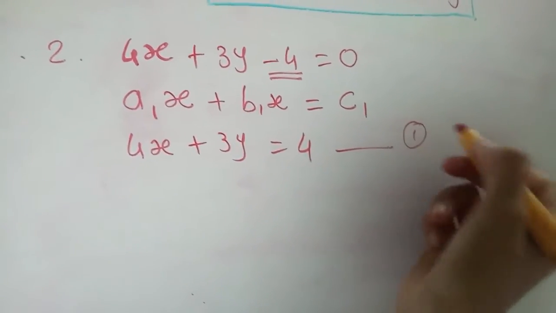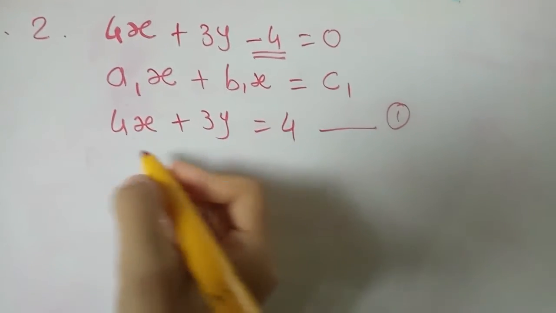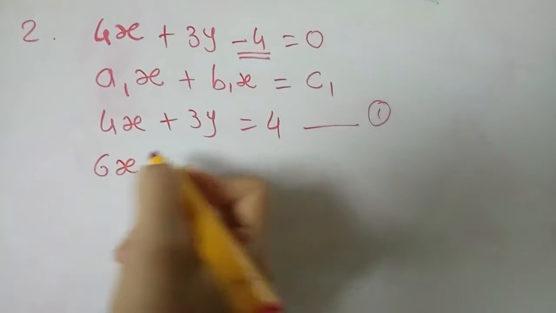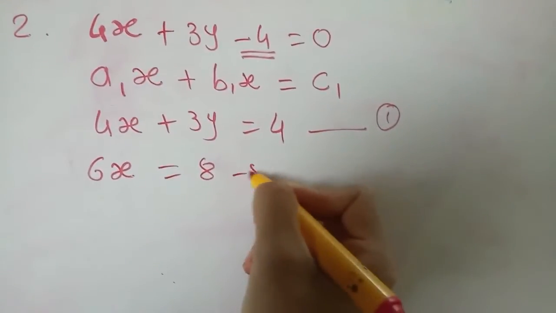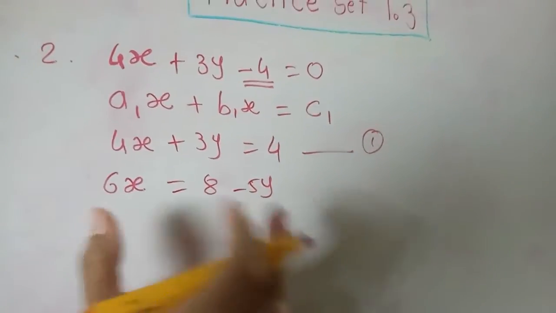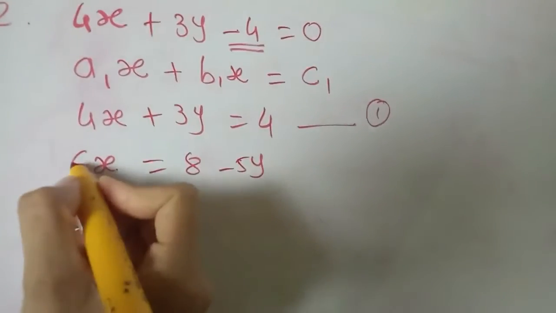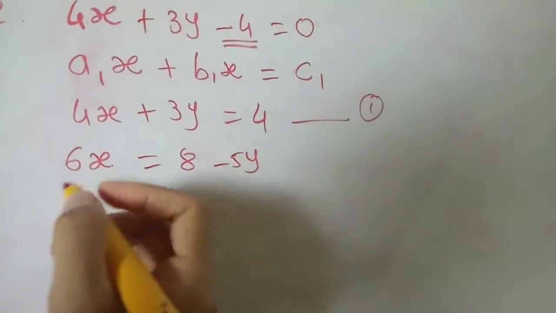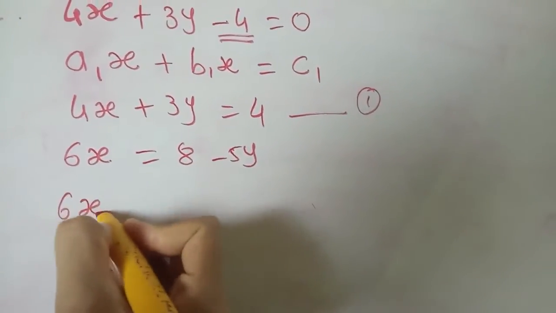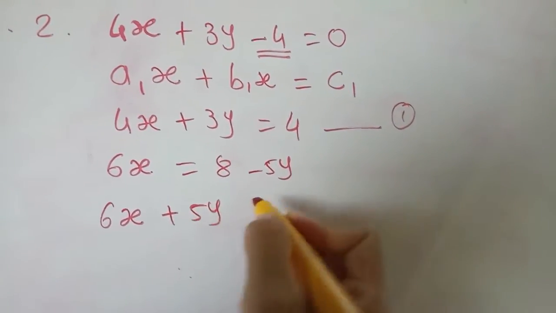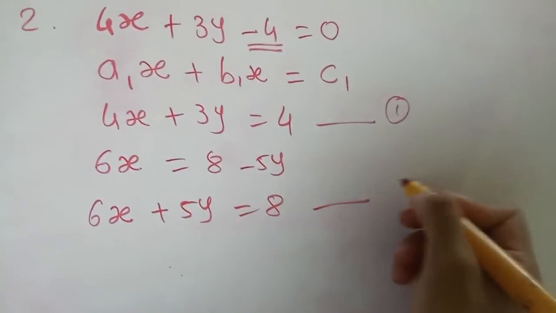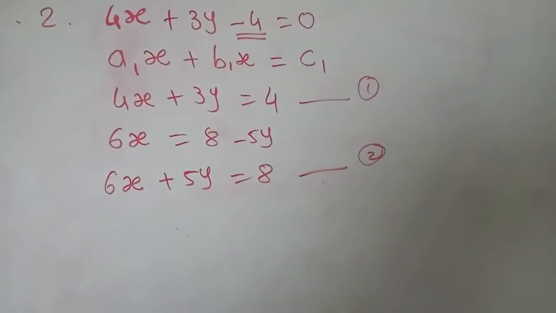So this is our equation number first, and second equation is 6x is equals to 8 minus 5y. तो इसे भी हम इस फॉर्म में सब्स्टिट्यूट करेंगे. So 6x, minus 5y इस साइड आने के बाद प्लस 5y is equals to 8. So this is our second equation.